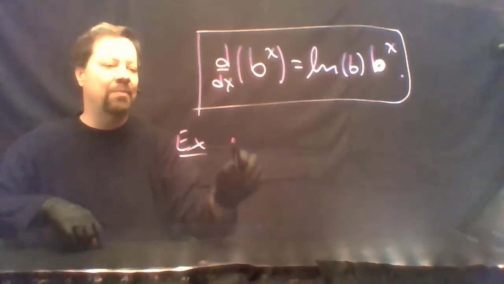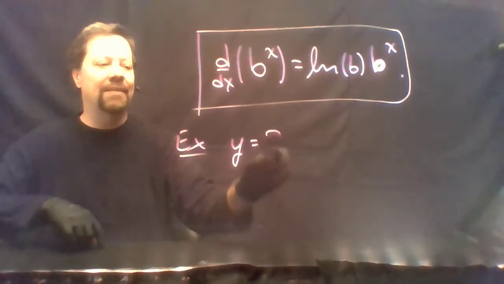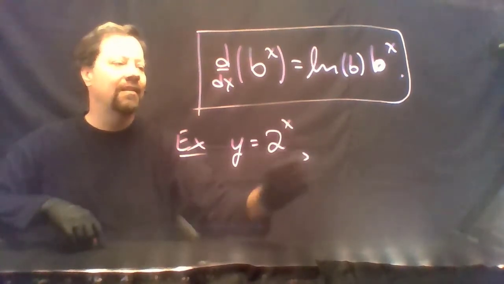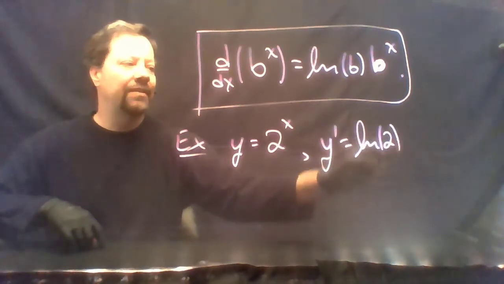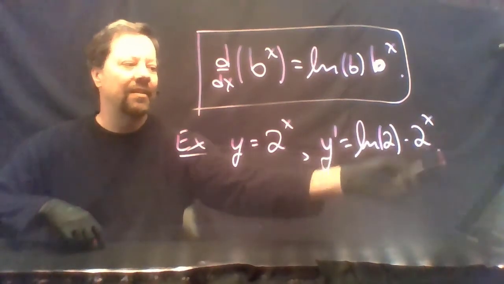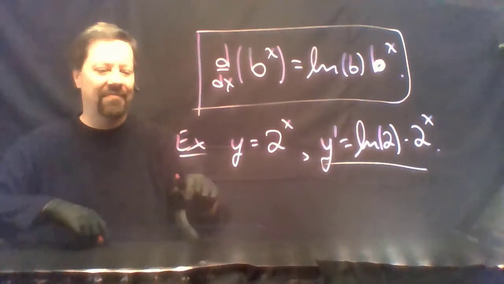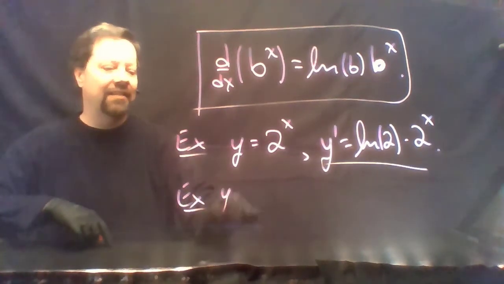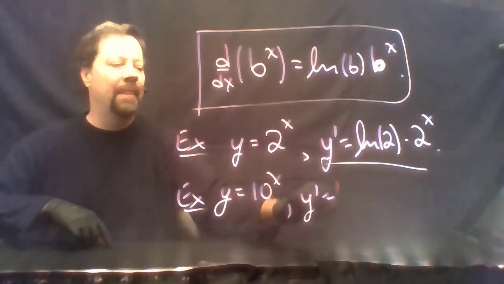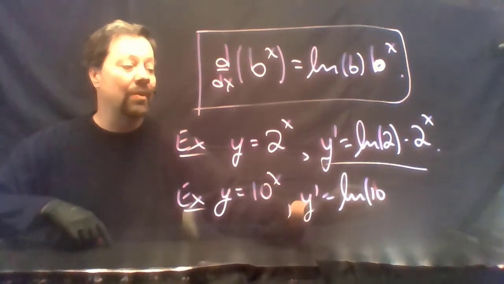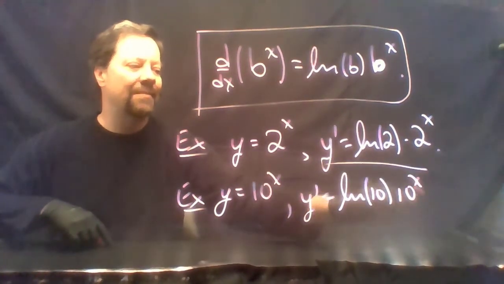As an example, if y is equal to 2 to the power of x, then y prime is the natural log of 2 times 2 to the power of x. If y is 10 to the power of x, then y prime is the natural log of 10 times 10 to the power of x.